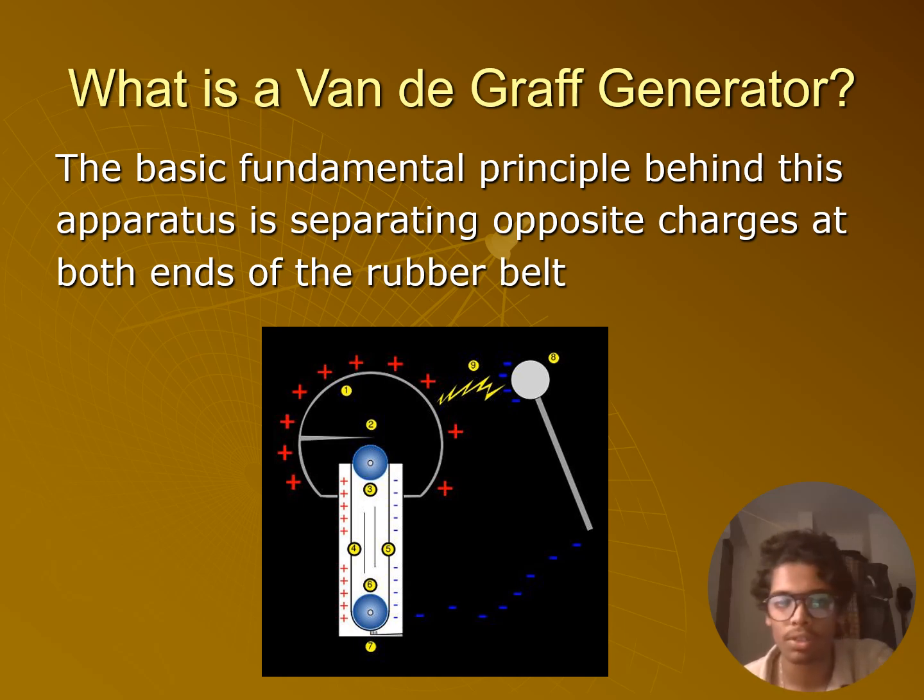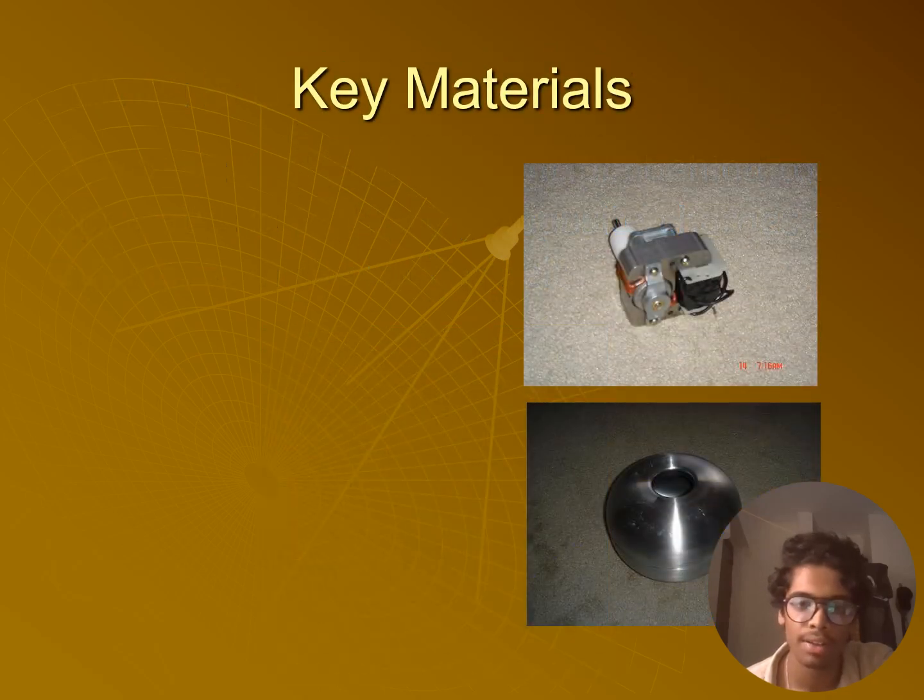Now coming to the Van de Graaff generator and how we will use all these principles. The basic fundamental principle behind a Van de Graaff generator's apparatus is separating opposite charges at both ends of the rubber belt or cotton belt. Most of the time it's a cotton belt, and today I'll be explaining a Van de Graaff generator using a cotton belt. So the basic fundamental principle lies in separating the opposite charges. The key materials used in a Van de Graaff generator are a motor and a metal sphere.